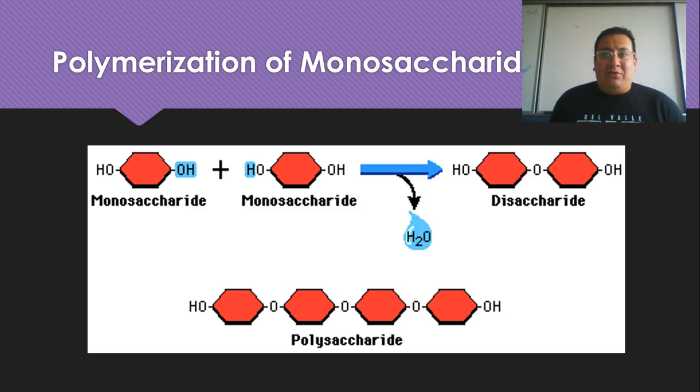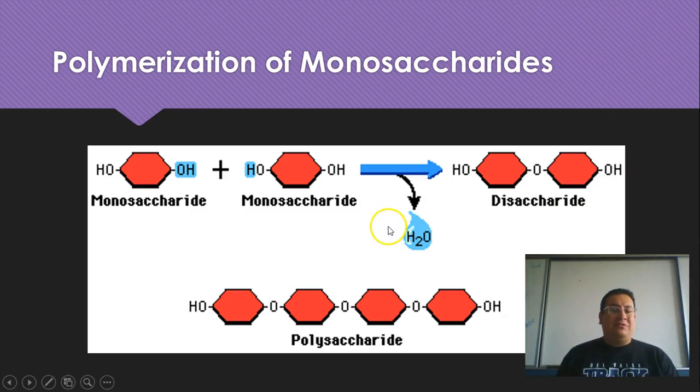The polymerization of monosaccharides. Let me move this down over here. So here we go. Same thing as before, just as you've seen in the other biomolecules. You have your monomers. These monomers then form polymers through dehydration synthesis. All right, through dehydration synthesis.